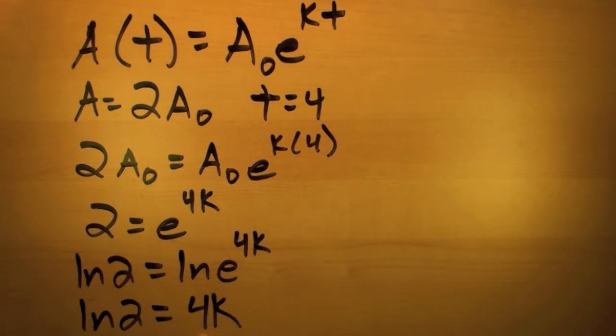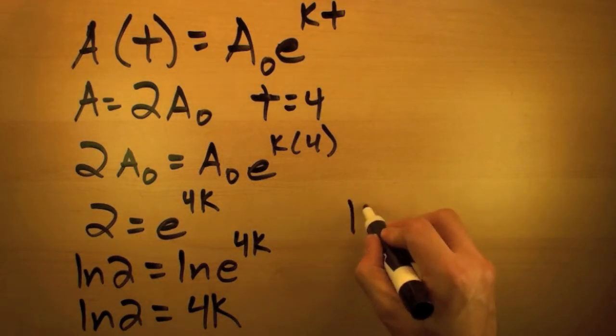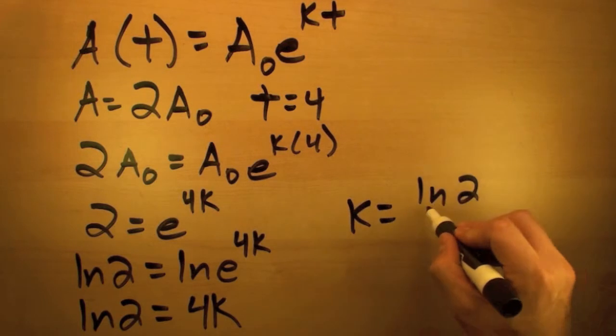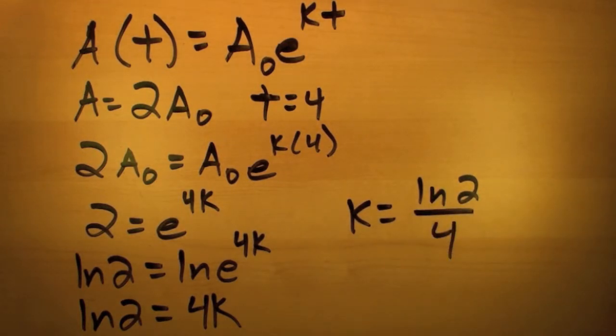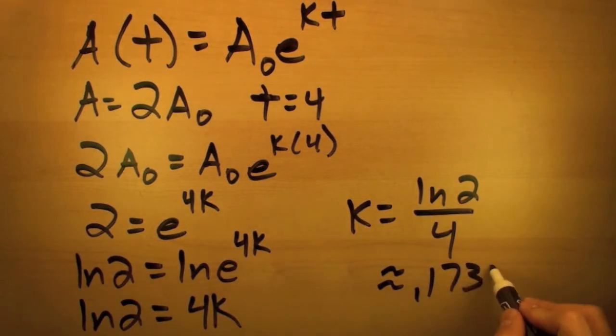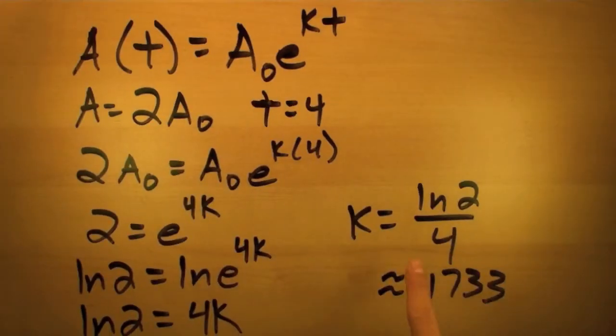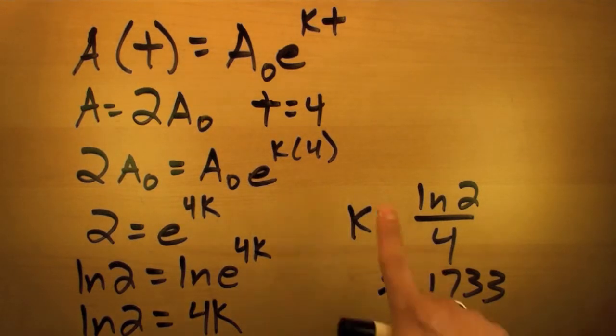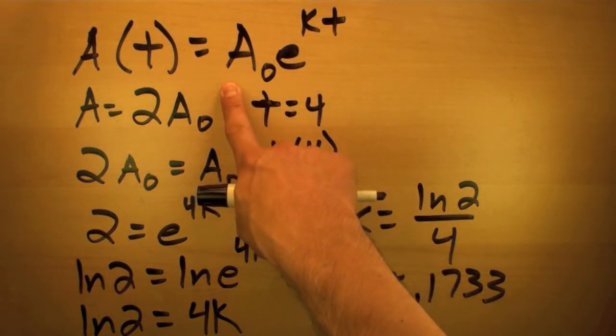And then all we have to do is divide by 4 to get k equals natural log of 2 over 4. If we stick that in a calculator, we can see that that's approximately 0.1733. Now once we've solved for k and come up with an approximate value for it, we can fill in our model using that value of k.